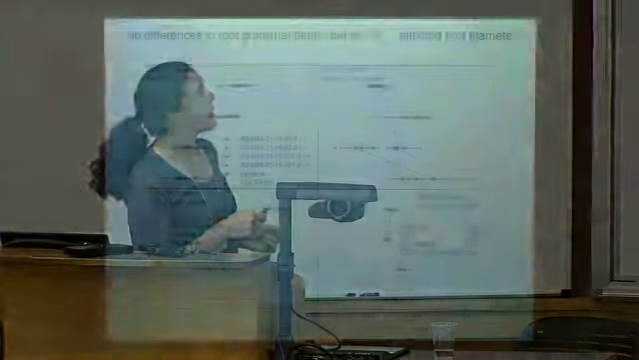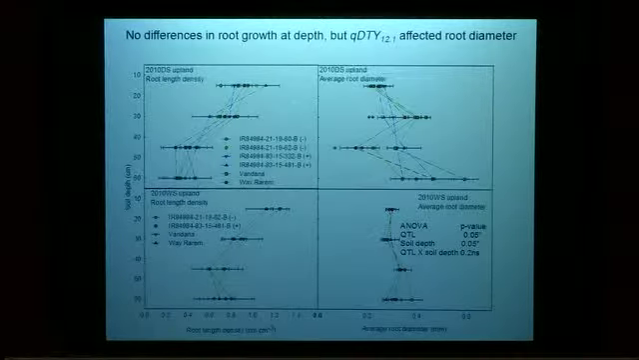So one of the first things we did was to measure root growth in the lysimeters. And the results were pretty interesting. This graph shows soil depth on the y-axis and root length density, which is centimeters of root per centimeters cubed soil. And what we saw was no differences at all in terms of total root length at any depth that we sampled over 2 seasons.